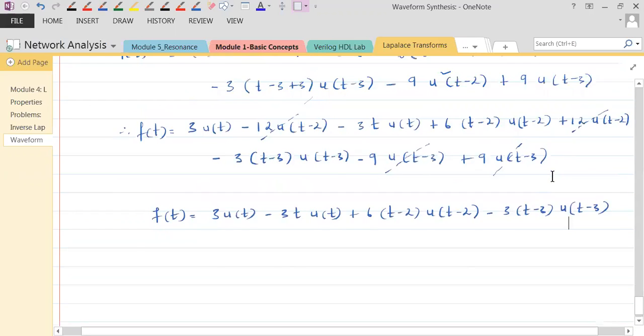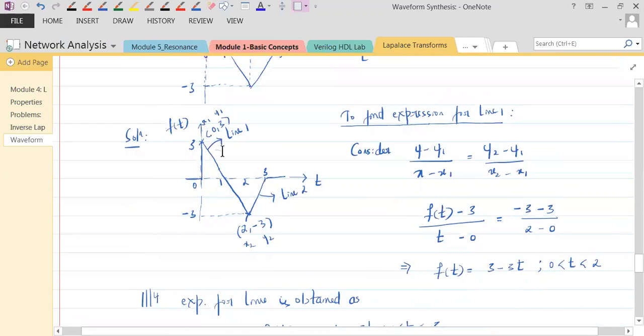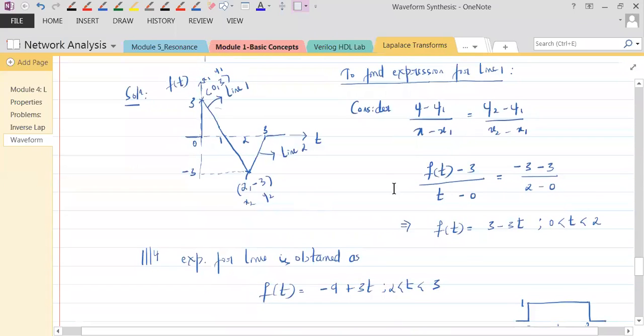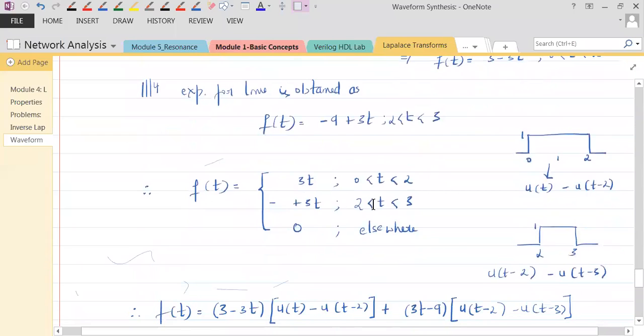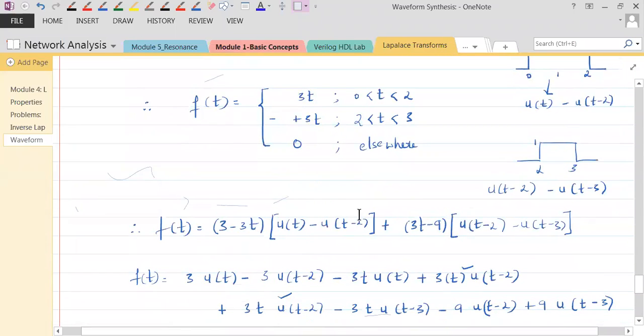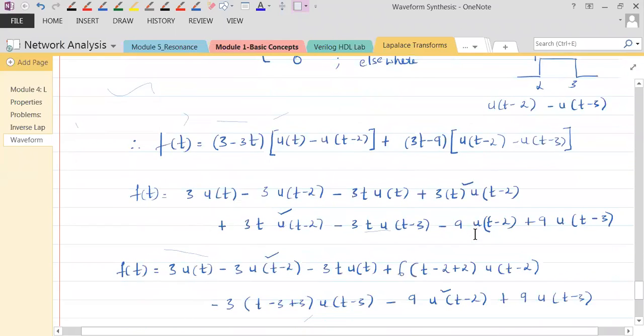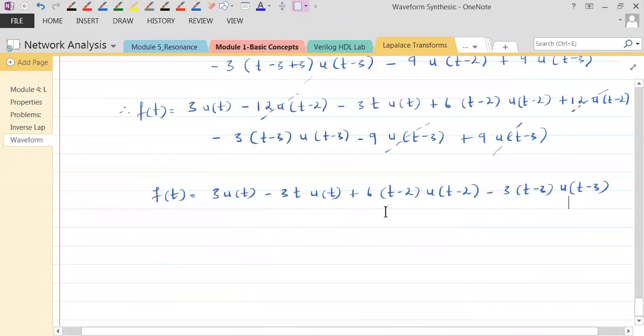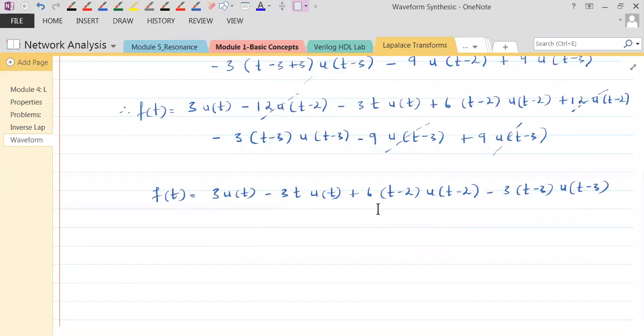Fine. Where did we start? We started here. Okay, so we started from two lines. The two lines were having different ranges. One line was ranging from 0 to 2. The other line was ranging from 2 to 3. Okay, we found out the line equations and multiplied those by these two functions. Okay, so that is how we started arriving at this particular equation. Fine. Now applying Laplace transform can be done easily.